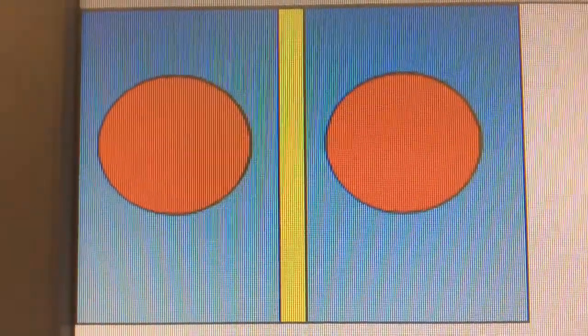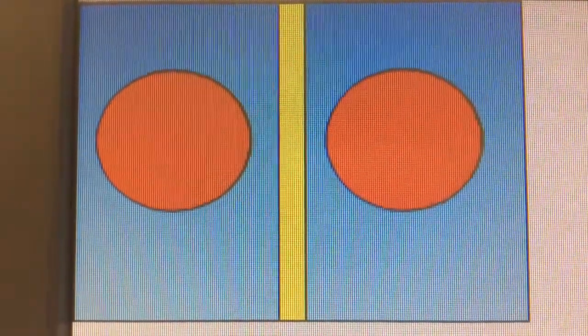Symmetry means a mirror image. One side of the mirror equals the other side of the mirror. Symmetry can occur in any orientation as long as the image is the same on either side of the central axis.